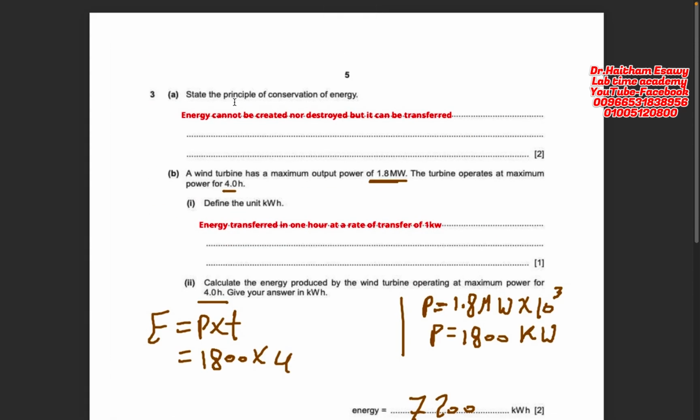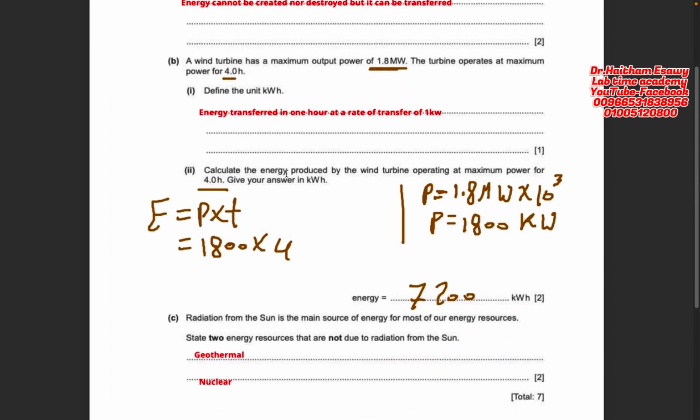Question 3. State the principle of conservation of energy. Conservation of energy states that energy cannot be created nor destroyed, but it can change from one form into another. B. A wind turbine has a maximum output power of 1.8 megawatt. The turbine operates at maximum power for 4 hours. Define the unit kilowatt hour. Kilowatt hour is the energy transferred in 1 hour at the rate of transfer of 1 kilowatt.